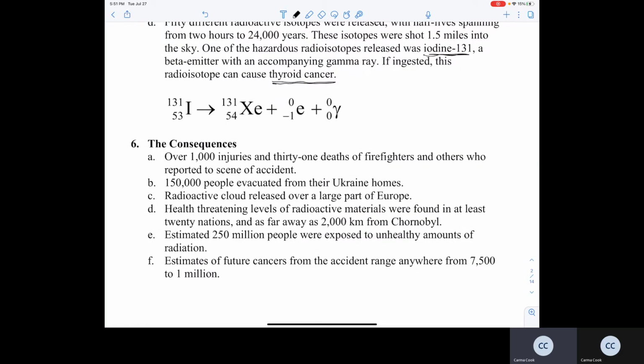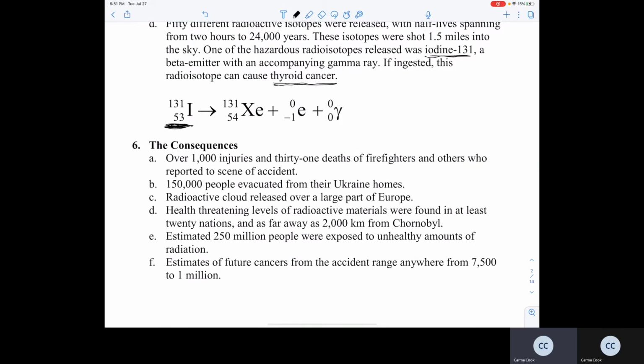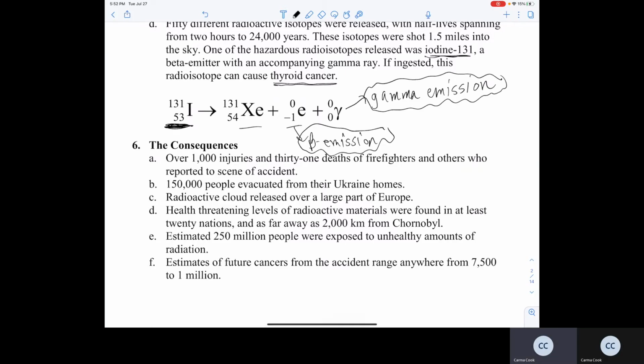And so iodine 131 is radioactive. It undergoes radioactive decay to form a xenon isotope. It releases an electron, so that's beta emission. And it also releases a gamma particle. So it's also gamma emission. So a very dangerous isotope because of the radioactive particles that it breaks down and produces. And that's what causes the cancer.